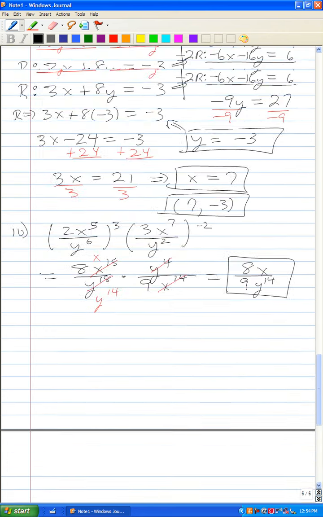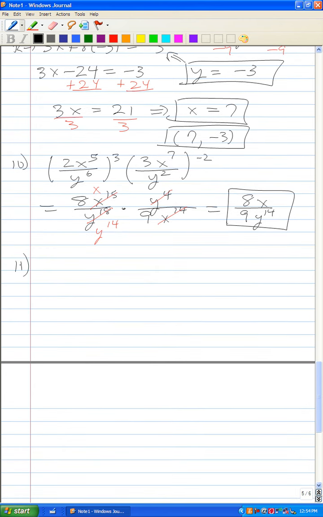Problem number 11. Write in standard form. So the line passes through the point (-2, -5) and is perpendicular to the line 4x - y = 17. Subtract 4x from both sides of your equation. Divide every term here by -1.